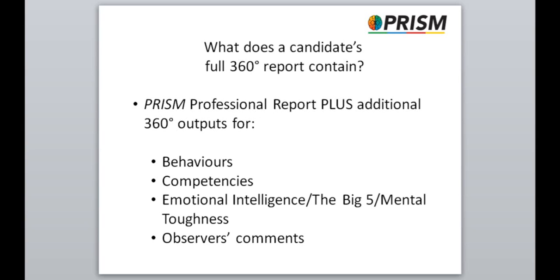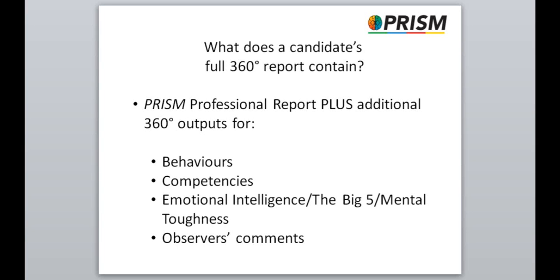The full PRISM 360 output comprises the candidate's PRISM professional report plus additional 360 outputs for behaviours, competencies, emotional intelligence, the Big 5, mental toughness and verbatim comments from the observers. However, this is the full report and you may not require all these sections, or perhaps due to the volume of people completing the process within the organisation, it may be beneficial to minimise the length of the questionnaire.